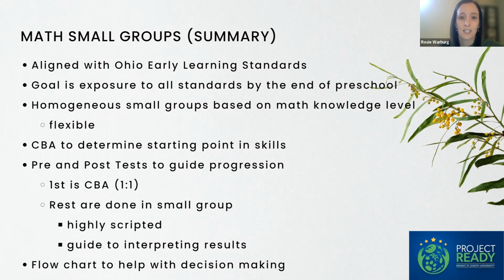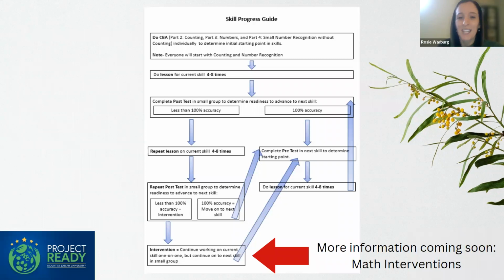So our first pre and post test is that CBA, which is done one-on-one. The rest are done in the small group setting. They're highly scripted, and there's a guide to interpreting the results to help you figure out where to go next in skills. Okay, so going back to our skill progress guide, if you follow along the left side, we talked a little bit about this: if within our initial post test, our students demonstrate less than 100% accuracy, we're going to move down and repeat that lesson on that same current skill another 4 to 8 times. Again, really paying attention to their knowledge and how they're progressing within that small group setting so that we know when to do the post test again.